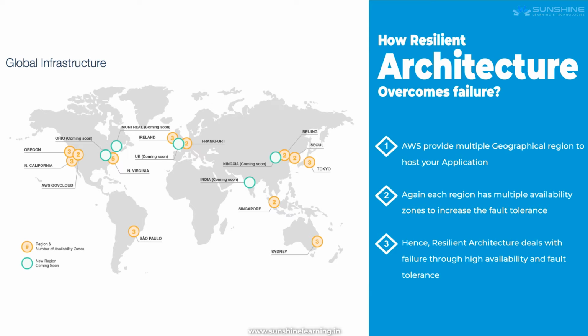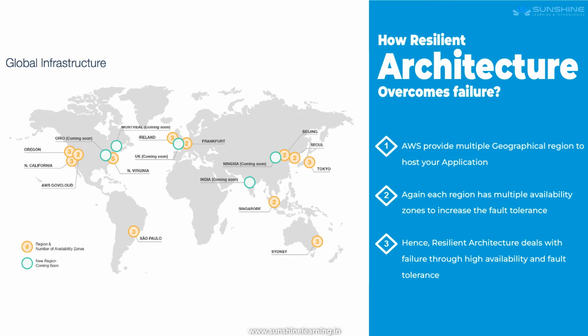AWS provides multiple geographical regions to host your application. Here you can see all the blue dots are the current active regions of AWS, and all the red dots are the coming soon regions. Each region has multiple availability zones, and each availability zone has multiple data centers. So a resilient architecture deals with failure through high availability and fault tolerance.